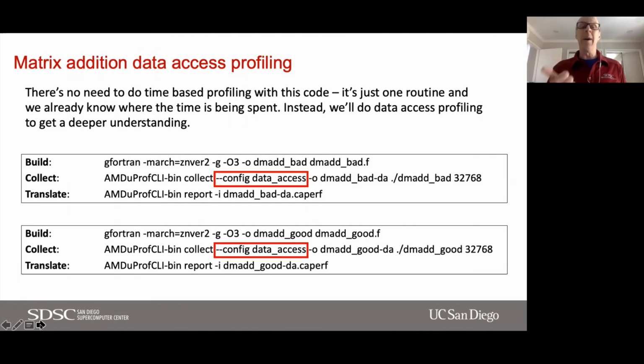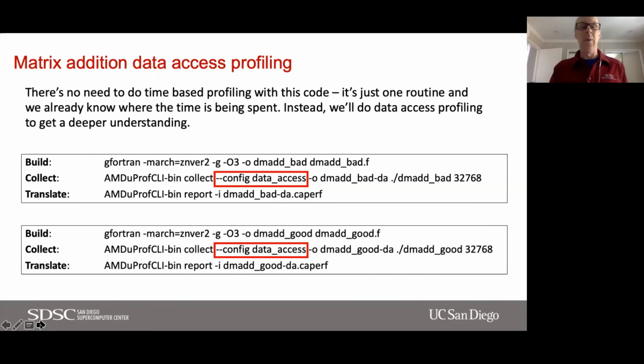We don't need to do time-based profiling with this code because it's just one routine. You'll see this when you go into my GitHub repo. And we already know where the time is being spent. It's in that matrix addition. So instead, we're going to do data access profiling to get a deeper understanding.